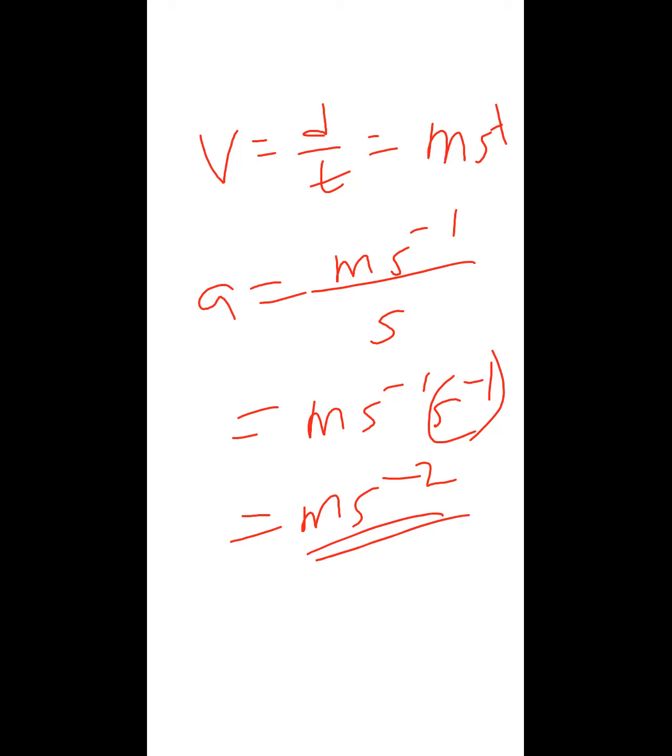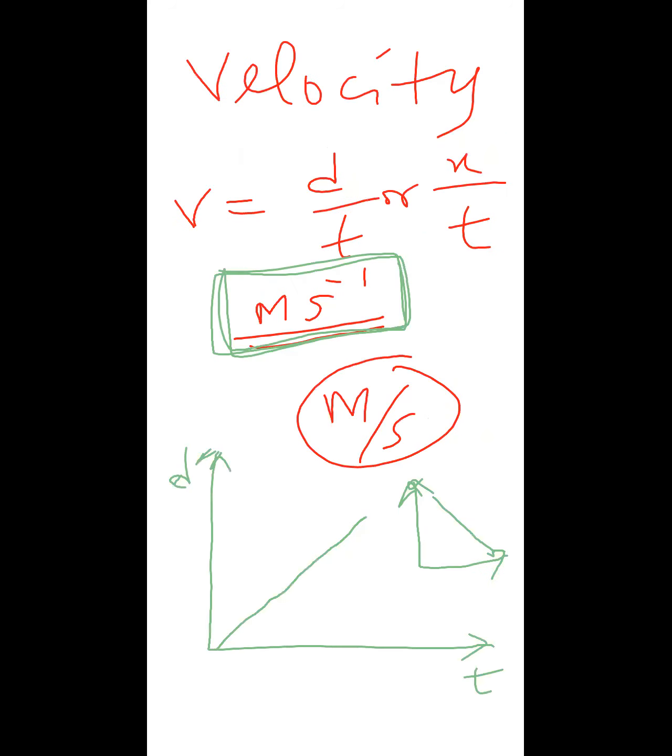Even for acceleration, there is a graphical illustration. Acceleration is obtained from the graph of velocity against time. Please note, very important: anytime you plot the graph of distance against time, the slope of that graph is speed. But if it is displacement against time, the slope is velocity.